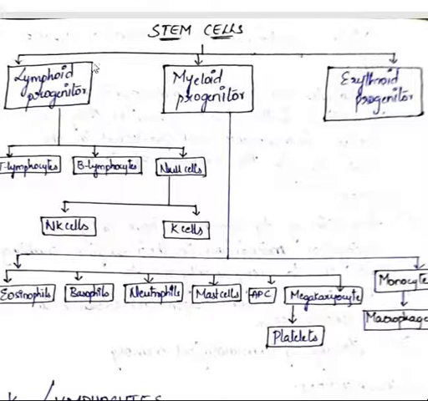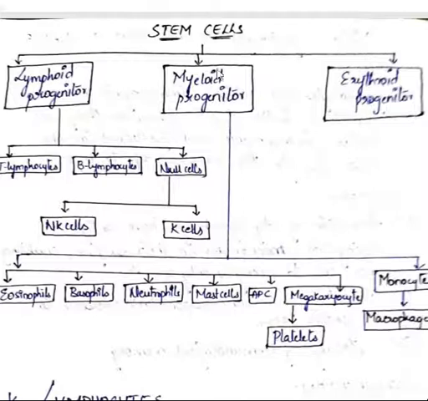So let's see the first one, lymphoidal progenitor or lymphoidal lineage. This is the one in which the stem cells develop into T-lymphoidal progenitor, which gives rise to T lymphocytes, and B lymphoidal progenitor, which gives rise to the B lymphocytes and null cells. And these null cells are again divided into two more types, that is natural killer cells and killer cells.